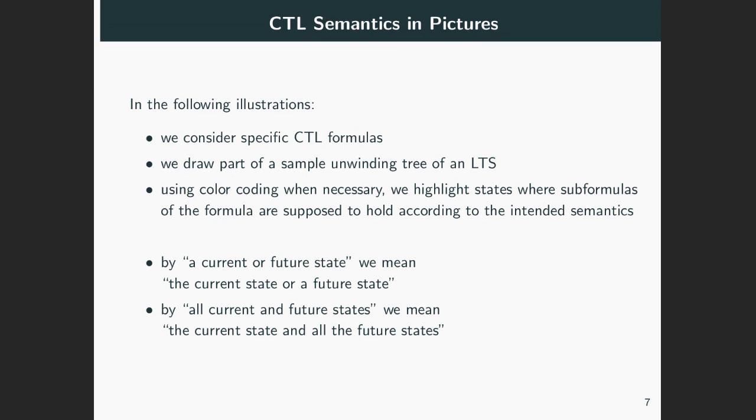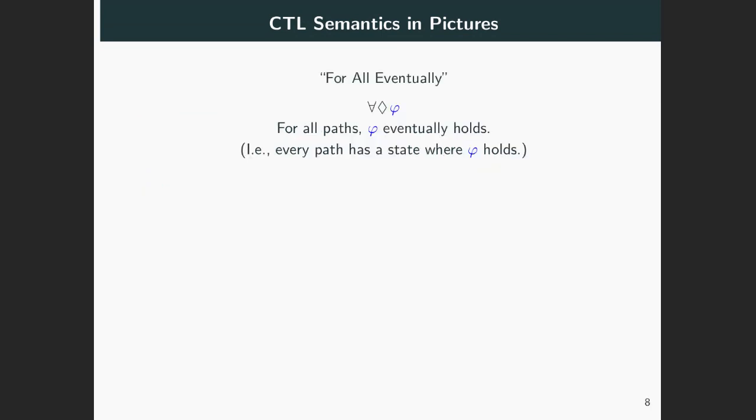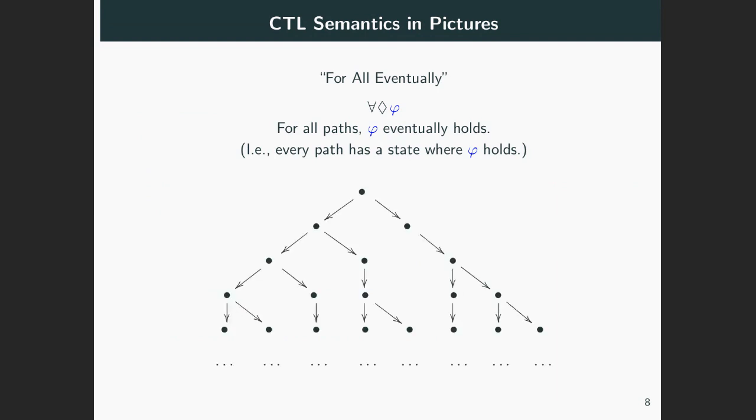I felt the need to clarify this because one should not interpret these formulations as suggesting that at a given time there are more than one current state. No, there is exactly one current state and multiple future states. Let's first consider for all eventually. And here is a presumptive LTS shown as a tree. Note again that we always interpret the formula starting from the state shown at the top of the tree. This one, which we refer to as the current state.